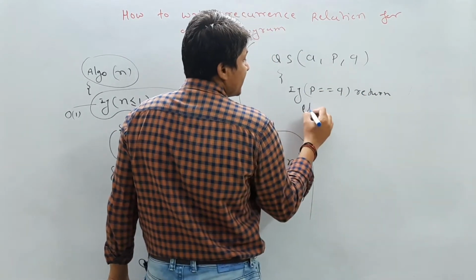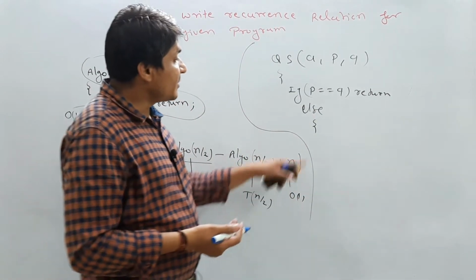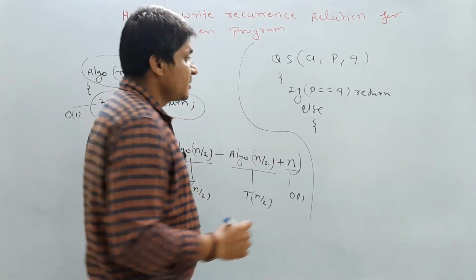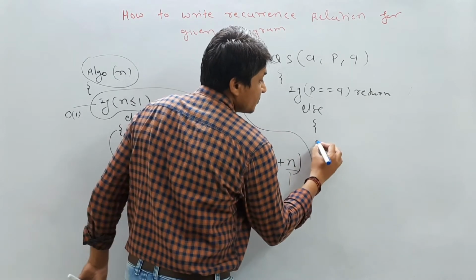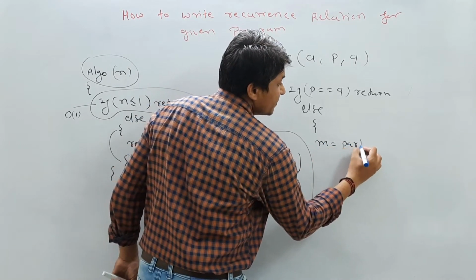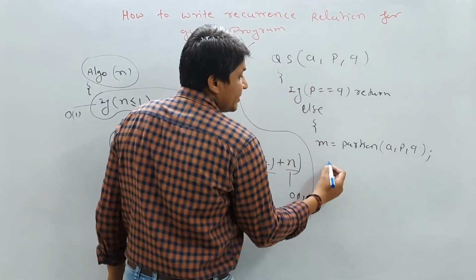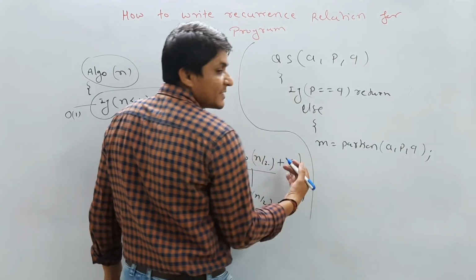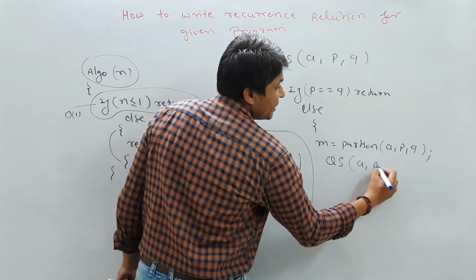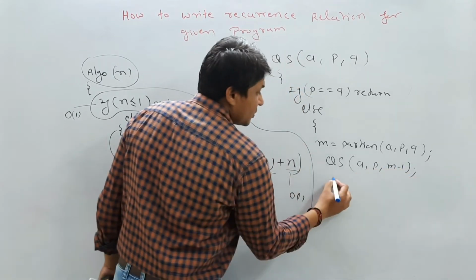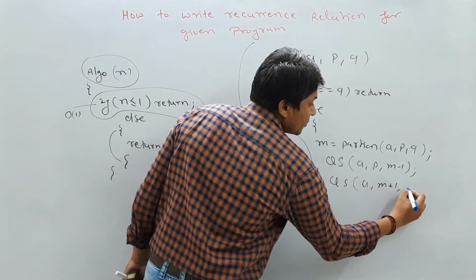Then in the else part, if we are moving into the else part, it means the array contains more than one element. It means we are going to apply the partition algorithm. So M equals partition of A, P, Q. Then we are going to call quicksort on the left hand side part and the right hand side part. So quicksort of A, P, M minus 1, and quicksort of A, M plus 1, Q.